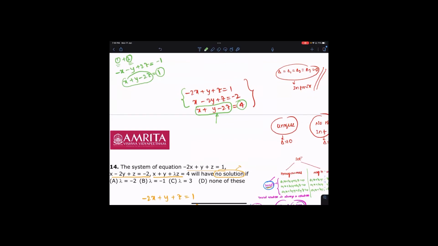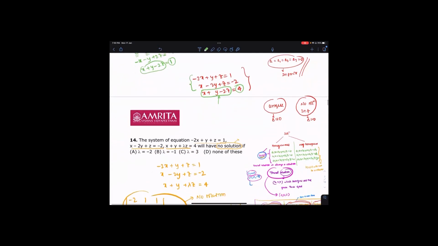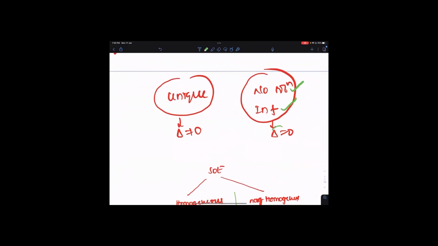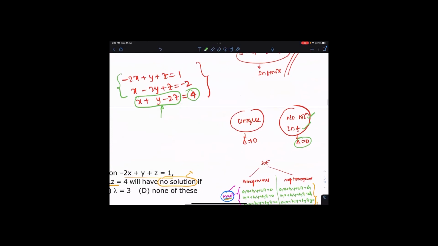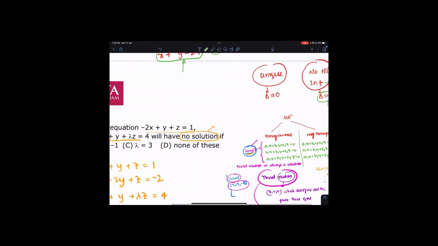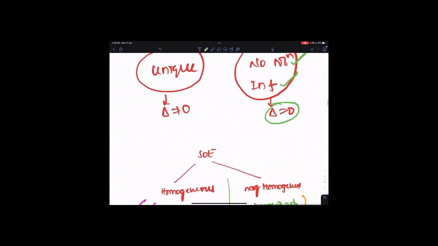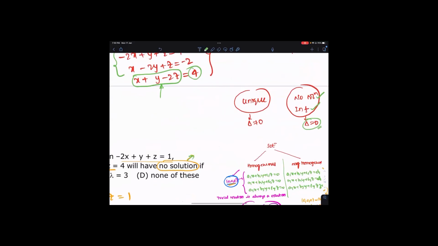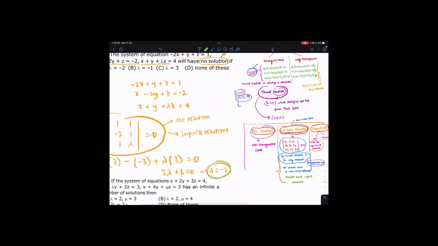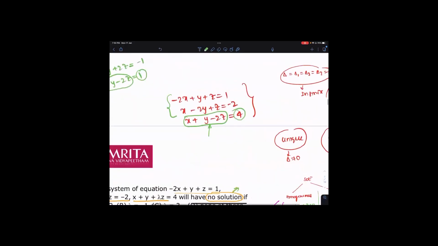Let me just repeat it for you. For no solution and infinite solution, in both cases, delta will be zero. So if they ask in the question for no solution, we will simply do delta zero. But delta zero may mean infinite solution or no solution. How will you be sure that it will be no solution? After doing delta zero, you will get the value of lambda. Here we got minus 2. Substitute in the question wherever lambda is there, and you will get three complete equations.